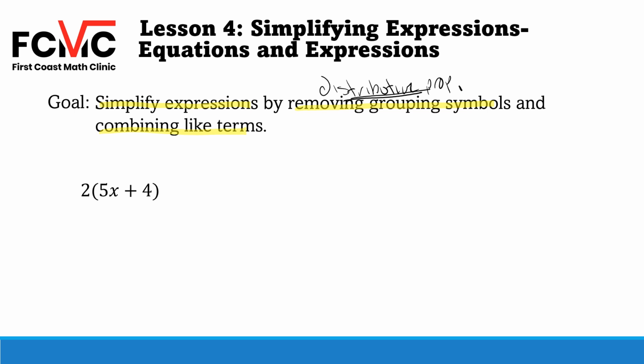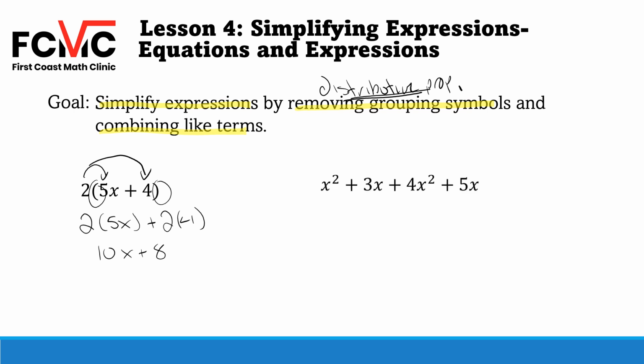So using our distributive property to remove our grouping symbols, let's say we've got 2 times the quantity 5x plus 4. We know we're going to distribute the 2 into the parentheses. So we're going to have 2 times 5x plus 2 times 4. And we're going to get 10x plus 8. So we've gotten rid of our parentheses here, right? So we've simplified our expression by getting rid of the parentheses.